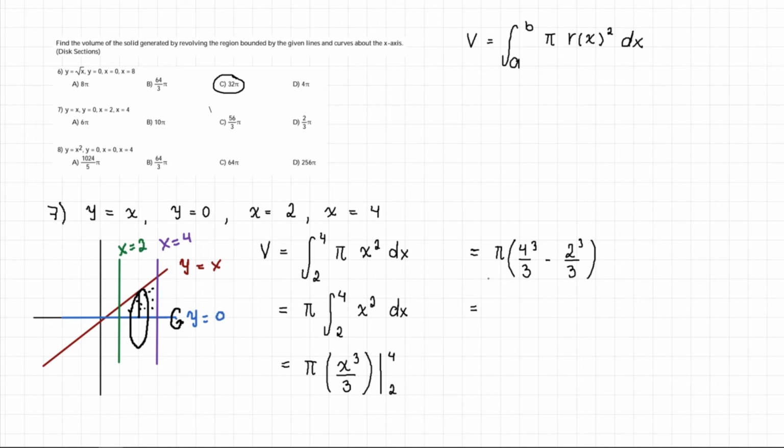So get your calculator and do the equation. In this case, it's just gonna be 4 cubed minus 2 cubed. It's gonna be 56 over 3, and it's gonna be 56 over 3 pi, which is your final answer, and therefore the correct option is gonna be option C once again.